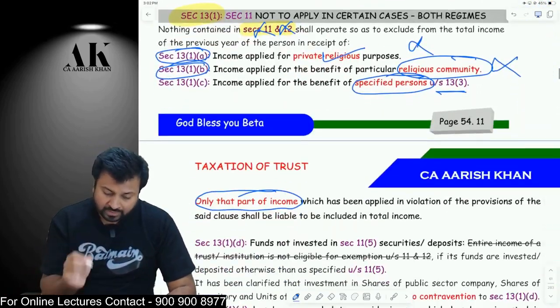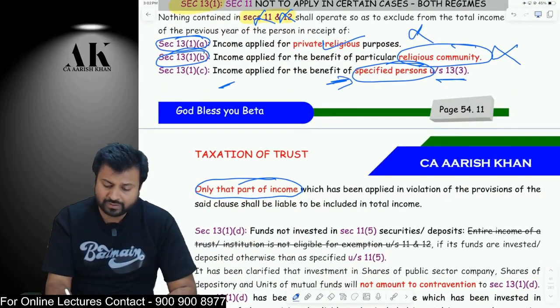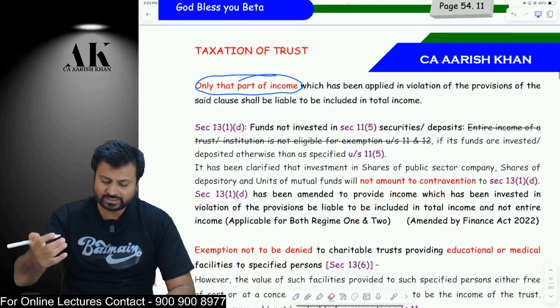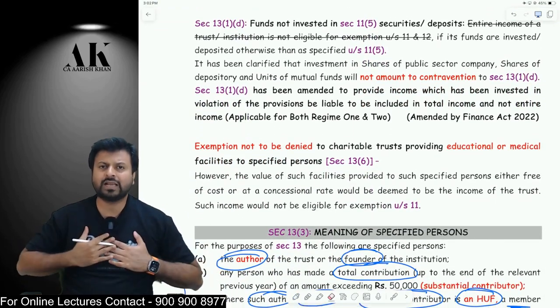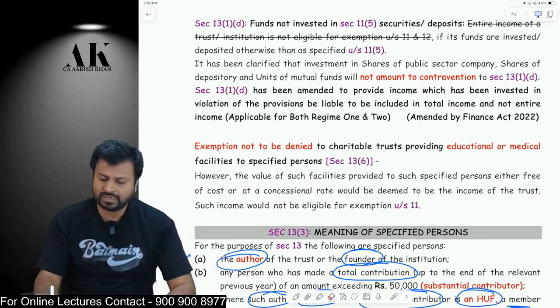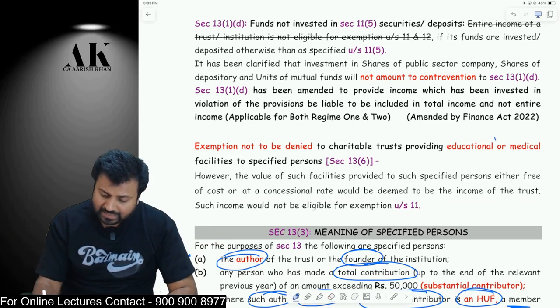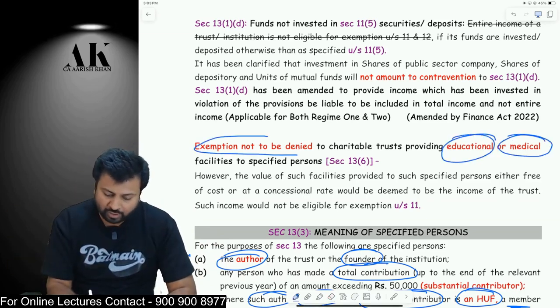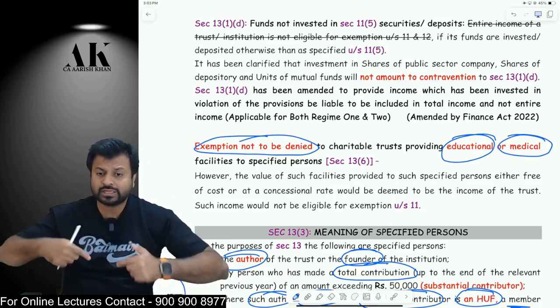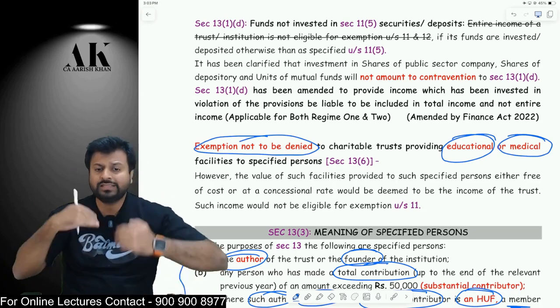The law says that you should not apply your income for the benefit of specified person. But in that there is a relaxation that if the trust is applying the money on the specified person for educational and medical purpose, then it is allowed. Then there is no harm. Then exemption will not be denied. Okay. If it is applied for education and medical purpose, then it is allowed.